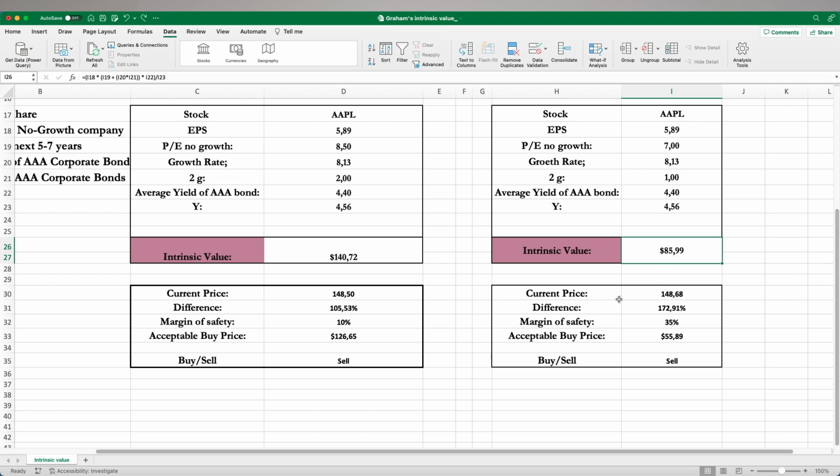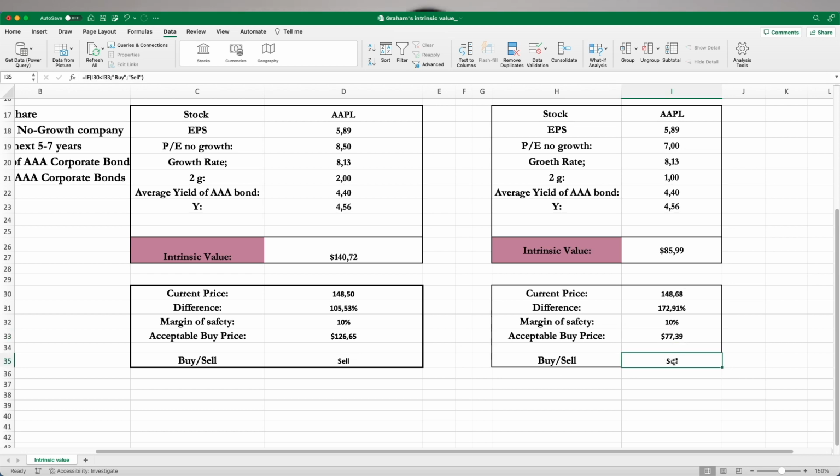148. The current price of Apple is around 148, and the difference between the current price and the intrinsic value is around 72%. Even if you say a margin of safety of 10%, you would want to buy this stock at $77, which is far away from the current price. So definitely this will tell you to sell the stock, or that you should not buy the stock.